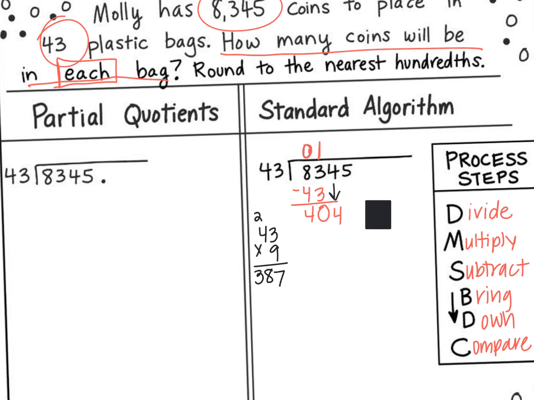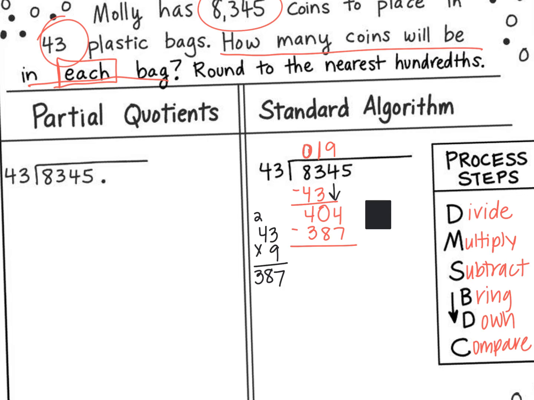Y'all check me and make sure I did it right. Yeah, you did it right. Okay, so we have 387. So that means 43 goes into 404 9 times, which is 387. That's my multiplication. Now I have to do what?